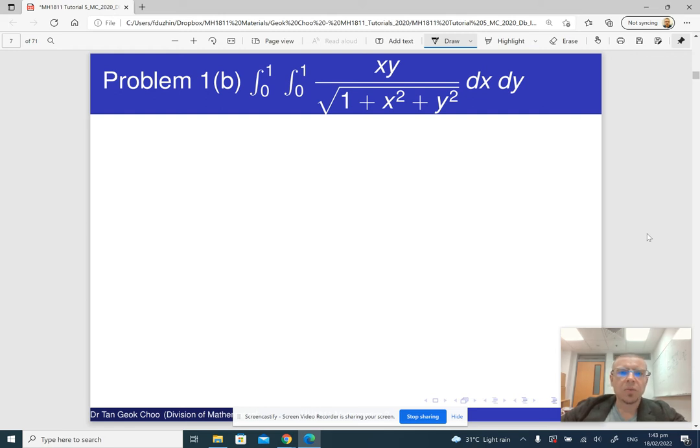All right, now part B. So in part B, here is the iterated integral that we need to evaluate. And well, there is no easier method but to just do it directly. So first, let's look at the integral that is inside with respect to x. So we have x times y divided by 1 plus x squared plus y squared.